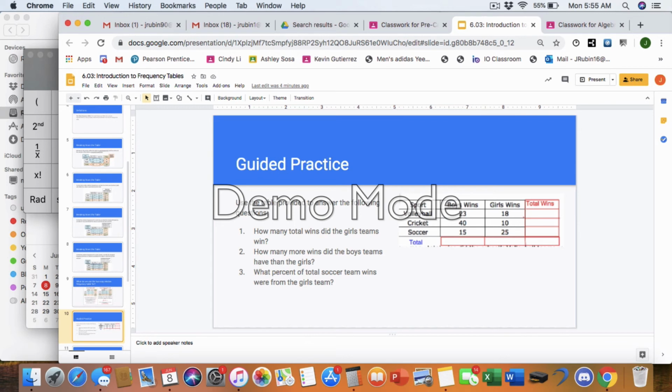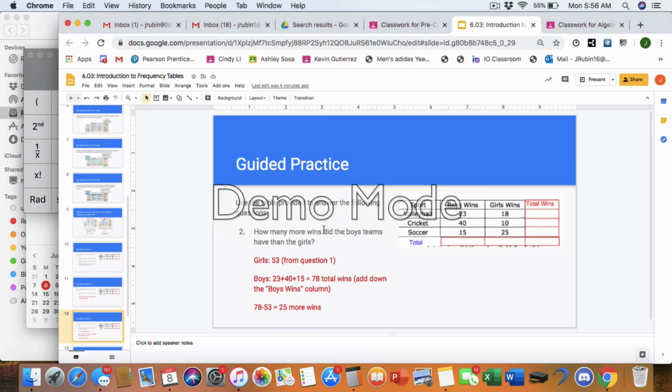All right, so guided practice. You have this table here, partially filled. You have these three questions, answer them, and come back and review. All right, so first, how many total wins did the girls' teams have? So total girls wins is going to be here, down the column. All I did was add the column together. So I got 53 total wins.